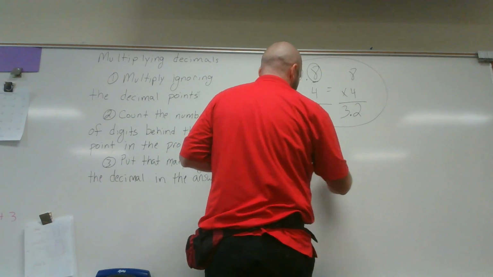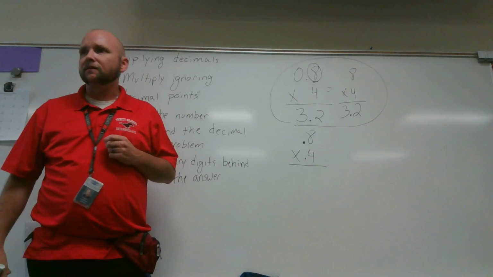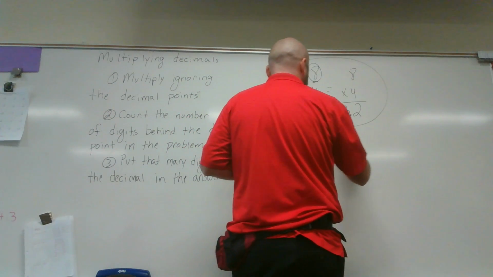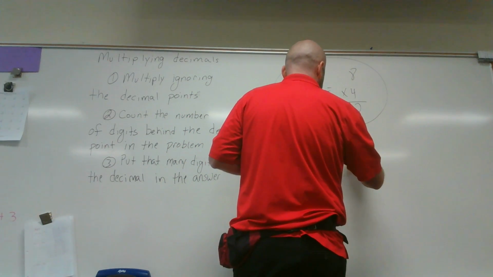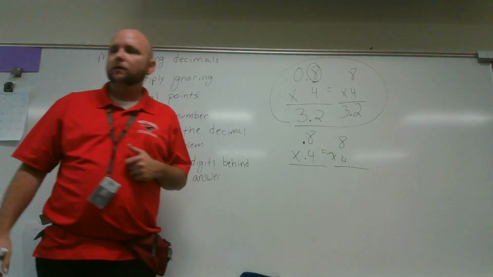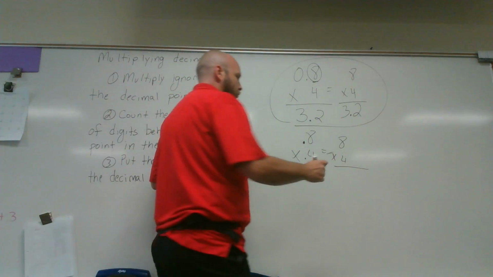4/10. 8/10 times 4/10. We're going to ignore the decimal points. So we have 8 times 4. We multiply like we'd normally do, which is 32.